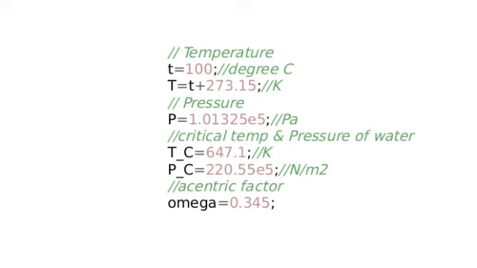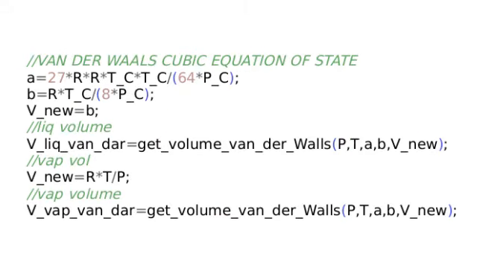Now we see the data of the problem. Temperature is 100 degrees centigrade, pressure is 1.013 into 10 to the power 5 Pascal. Critical temperature, critical pressure, and acentric factor omega are given. Here first the calculation for the van der Waals equation constants A and B is done, and to get the liquid volume we call the function that we created earlier, get volume van der Waals, and then for the gas volume, the vapor volume, we use the last line.